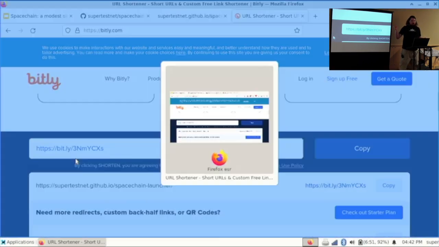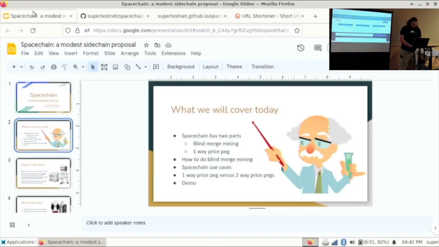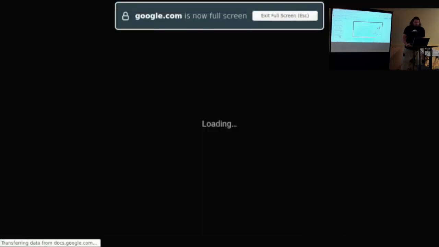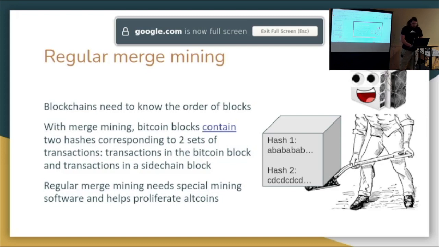So I'm going to hold this up here for just a minute while I try and remember what the next slide is. This is a bad decision. So let me see what the next slide is. It is about merge mining. Okay, so merge mining, let's go into this.